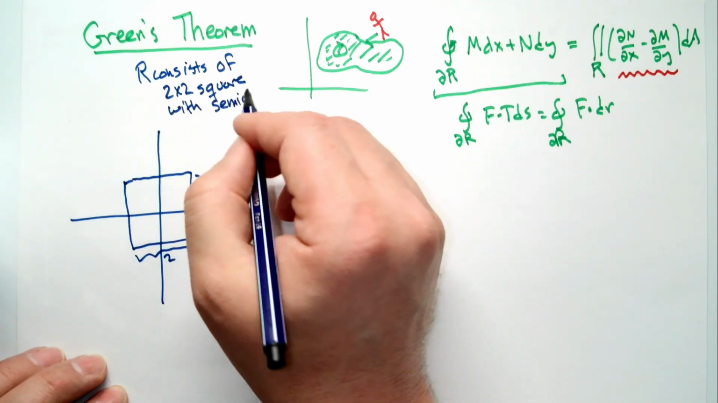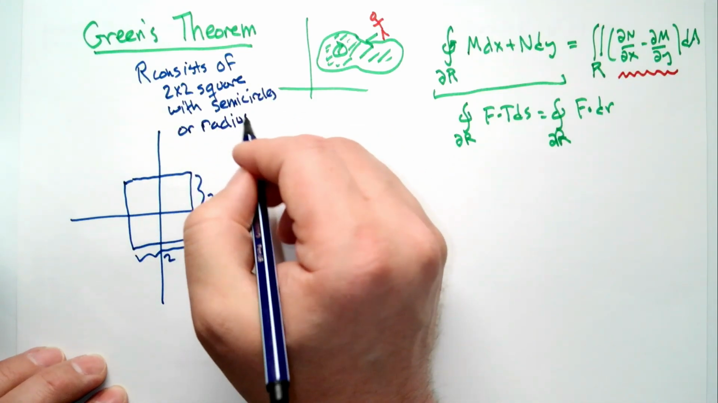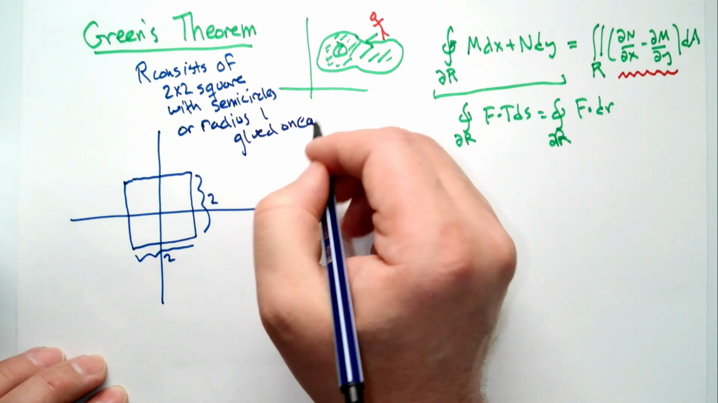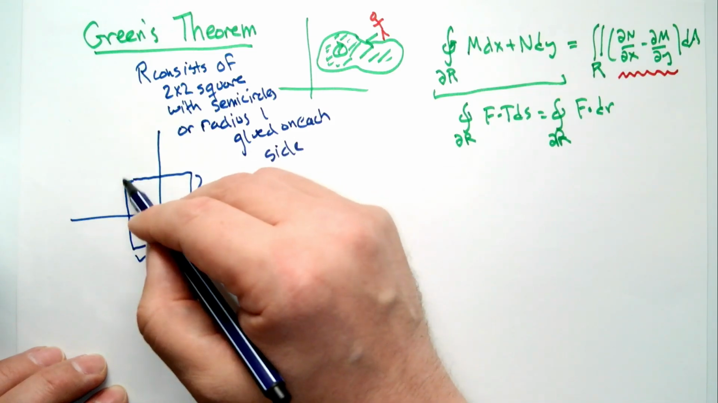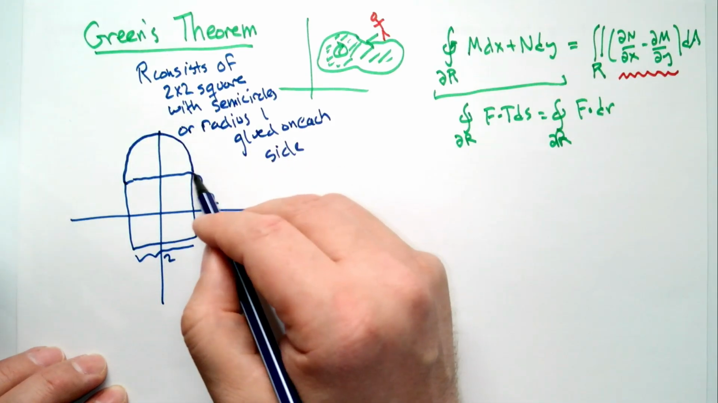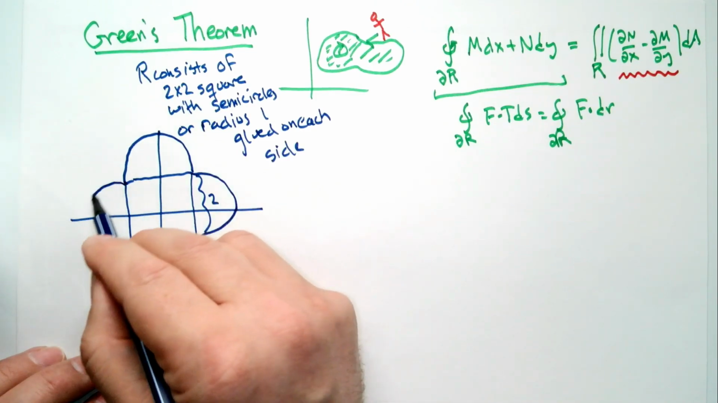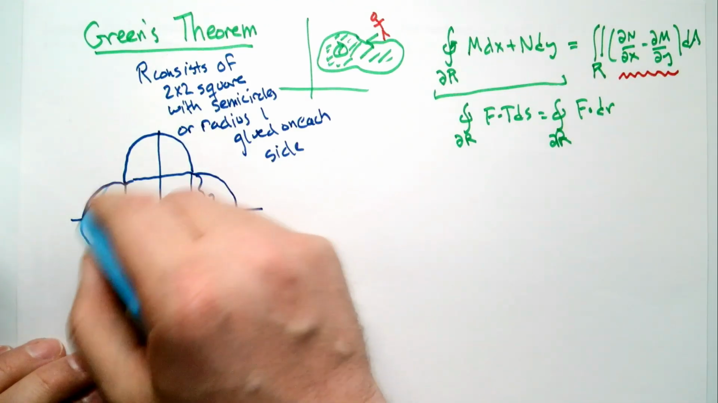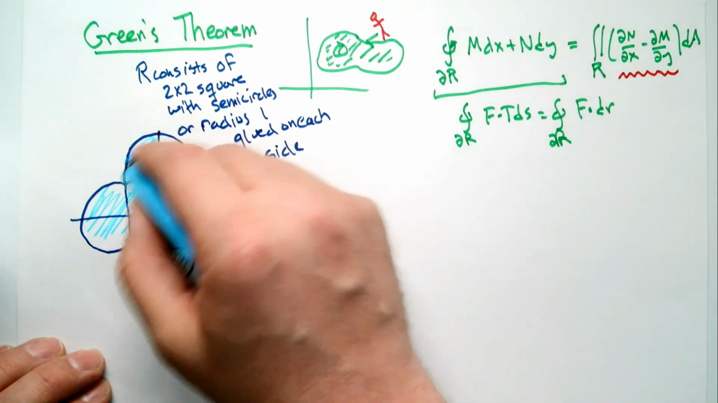with semicircles of radius 1 glued on each side. So just when you thought your region was simple, we're going to make it more interesting. So we have this shape. All right, so there's our shape. So our region is the whole thing. This is just how we build it up.